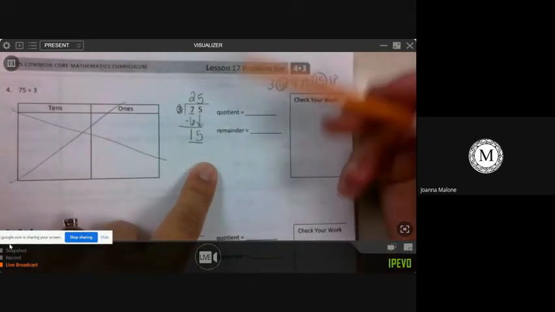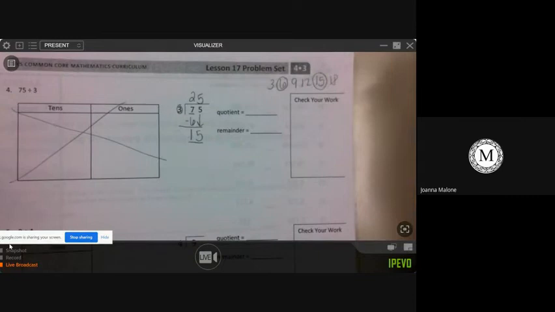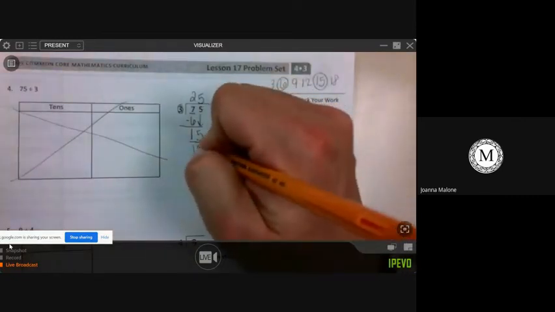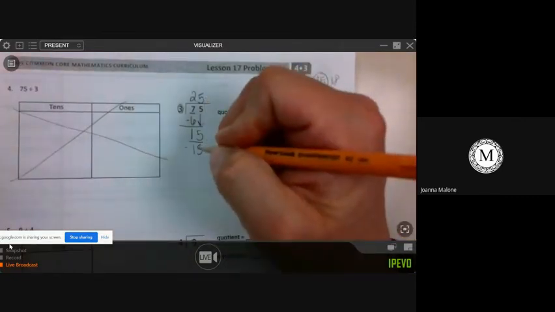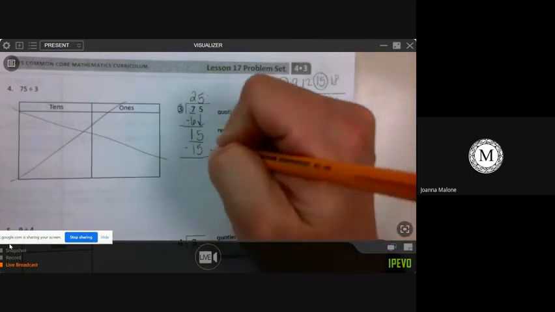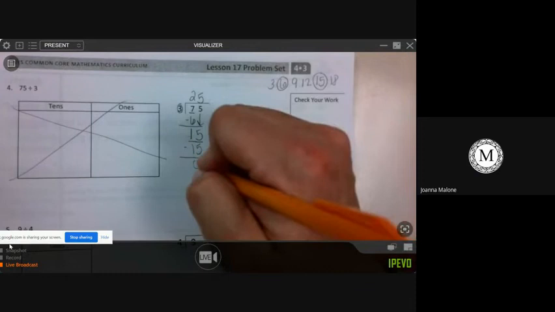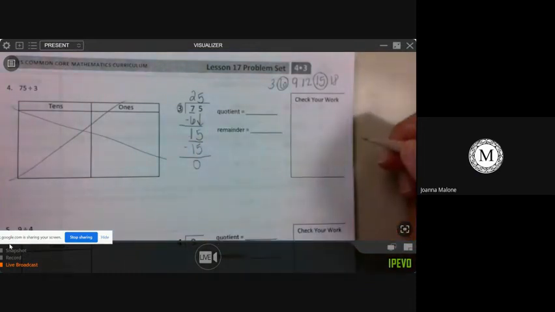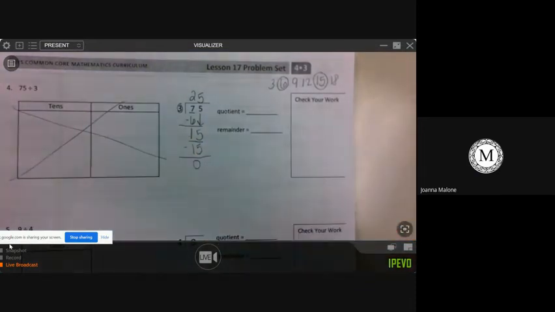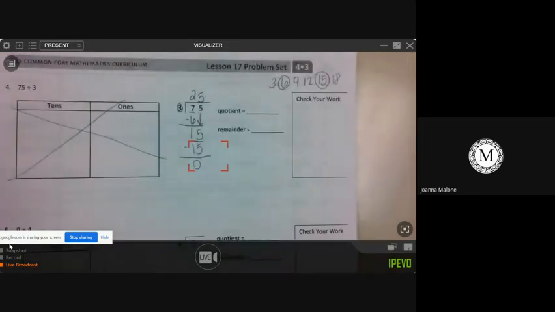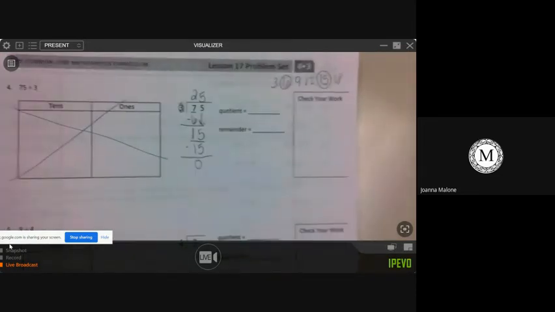What's 5 times 3? Everybody? I just said it like 6 times, right? 3, 6, 9, 12, 15. What's 15 minus 15? 0. Do we have a remainder? No. We certainly do not. So what's your quotient then? What's your quotient?